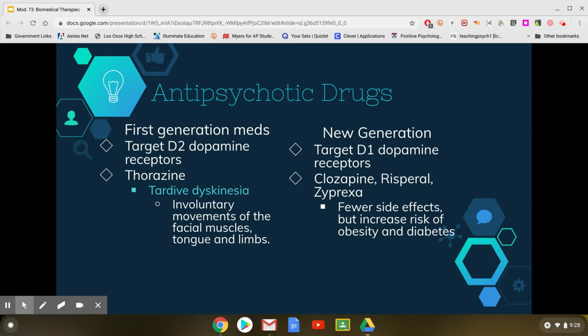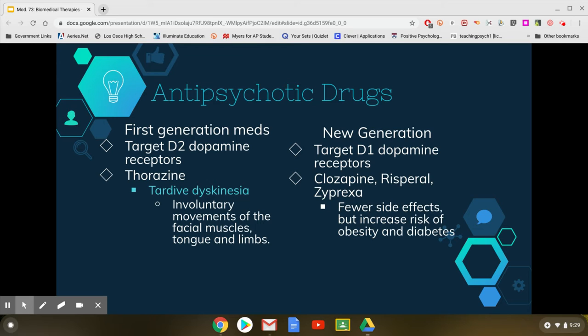So the first targeted what were called D2 dopamine receptors. One of the most popular medications was called Thorazine. Thorazine worked well, but it had a pretty significant side effect called tardive dyskinesia, which is basically involuntary movements of the limbs and the facial muscles. So while some of those hallucinations or delusions, those positive symptoms, might have been controlled, tardive dyskinesia was a very real side effect of those.